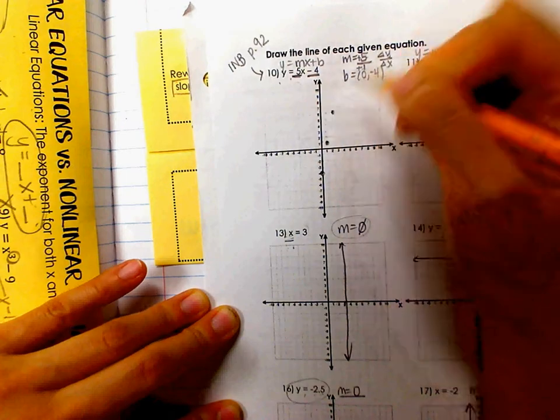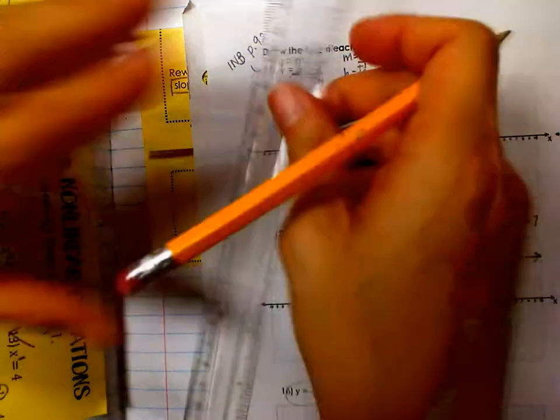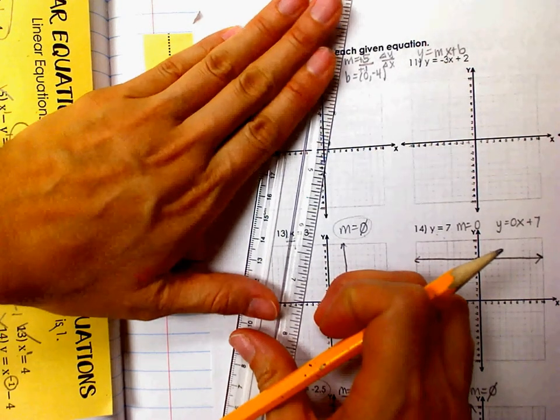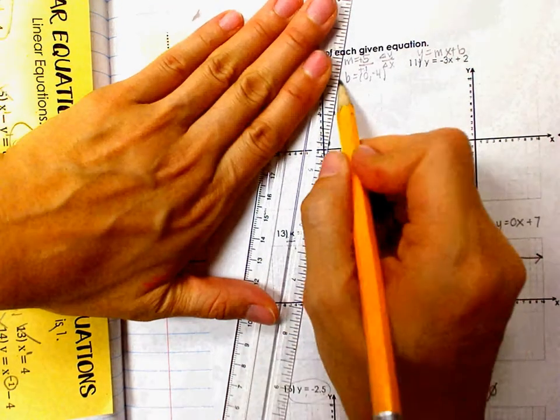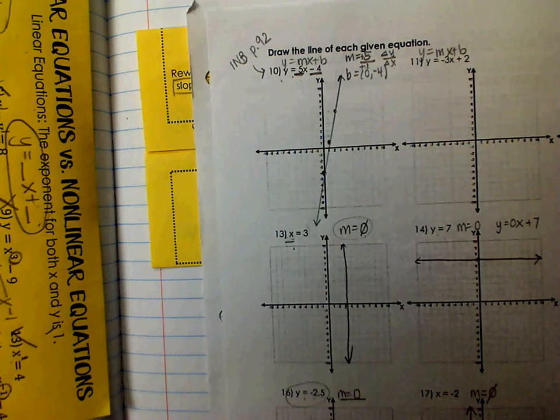Okay, so if you don't have a straight edge, do the best that you can, or take a piece of paper, kind of lightly, place your pencil against it, and then draw your arrowheads to indicate it goes on forever, and that is what y equals 5x minus 4 looks like.